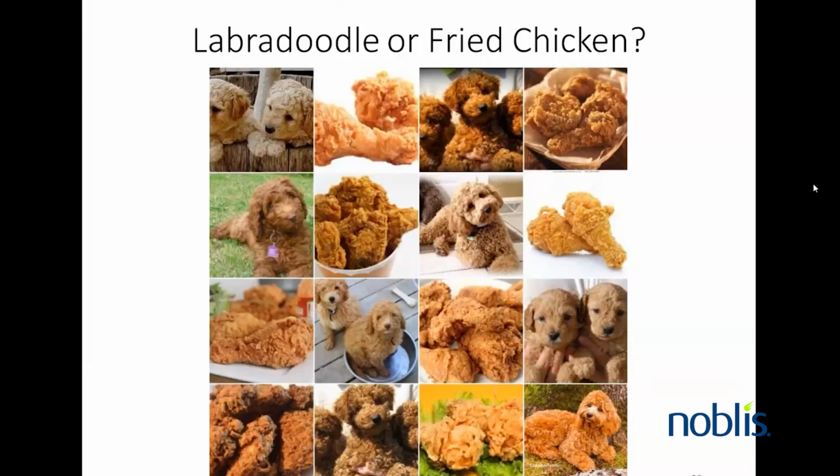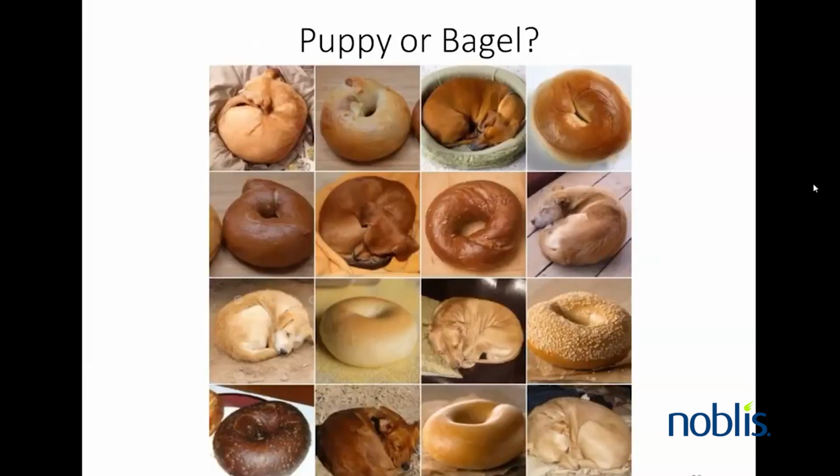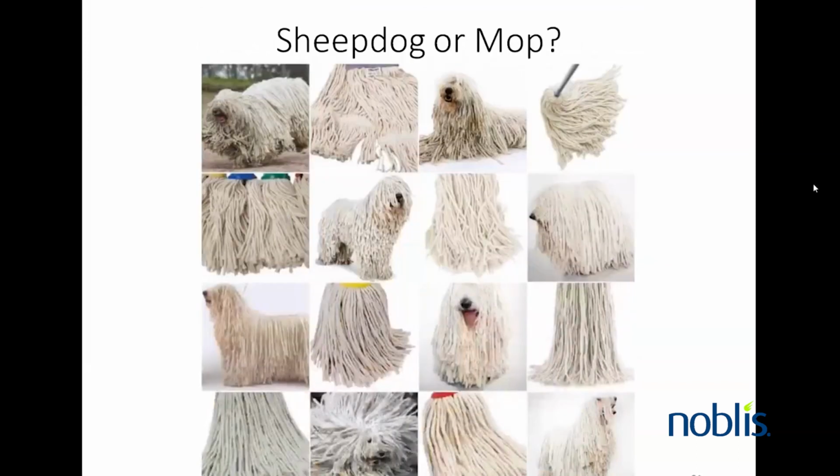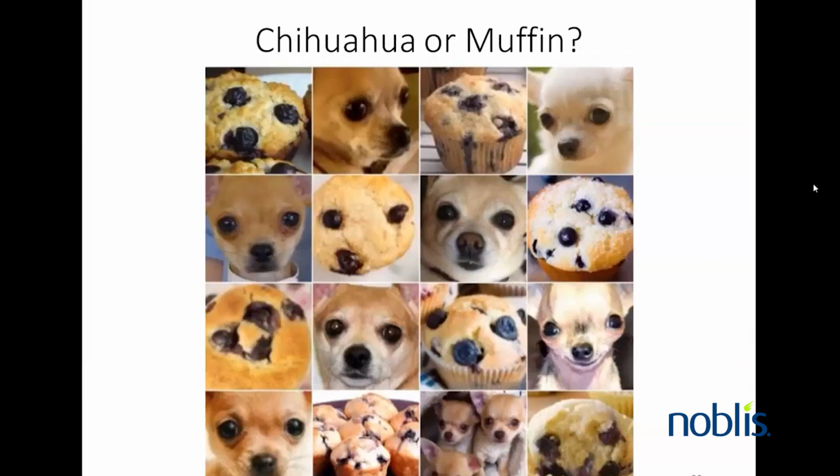A data democracy will not only help us with policy making, but it will also help us differentiate between a puppy and a bagel. It will also help us differentiate between a sheepdog and a mop. If you're seeing my screen, I enjoy looking at these images. I have many more, but I'll stop here. The difference between a Chihuahua and a muffin, and no offense to your favorite dog.